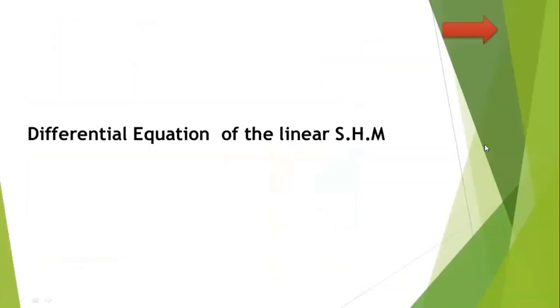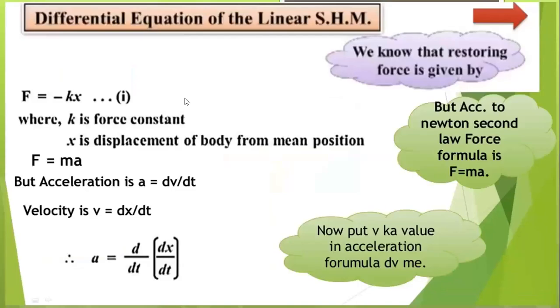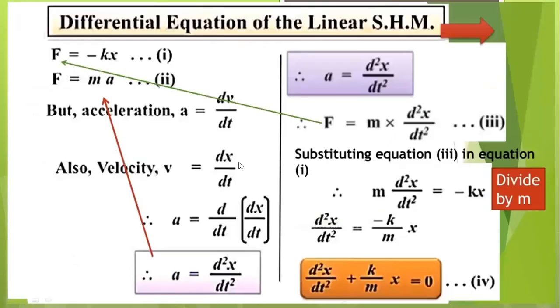Next, the differential equation of linear simple harmonic motion. To derive the differential equation, the first equation is according to the concept of linear simple harmonic motion. The second equation is F is equal to mass into acceleration, according to Newton's second law of motion. In the second equation, write down the acceleration. This acceleration is dv by dt, the rate of change of velocity with respect to time. Put the value of velocity as dx by dt and simplify it. We get acceleration equal to d2x upon dt square. Then the equation of force is F is equal to m d2x upon dt square.